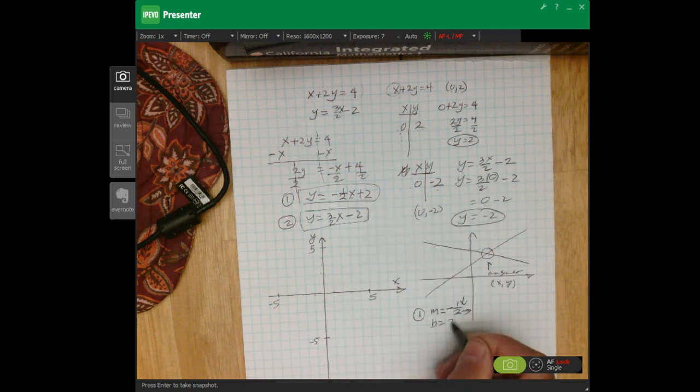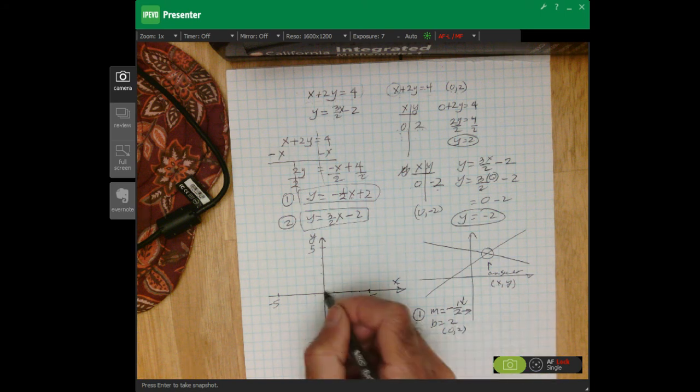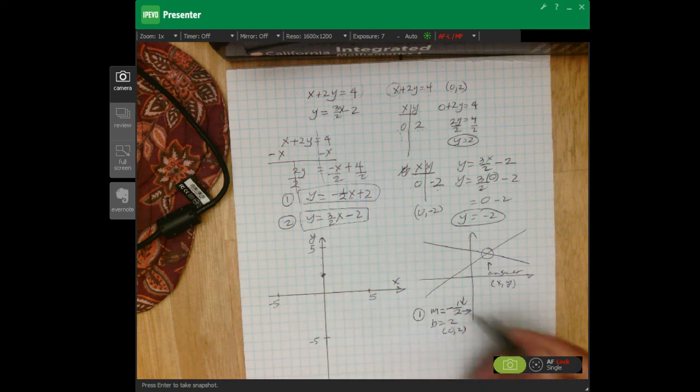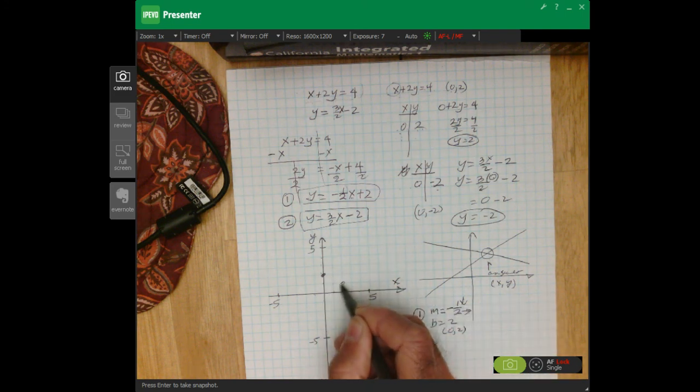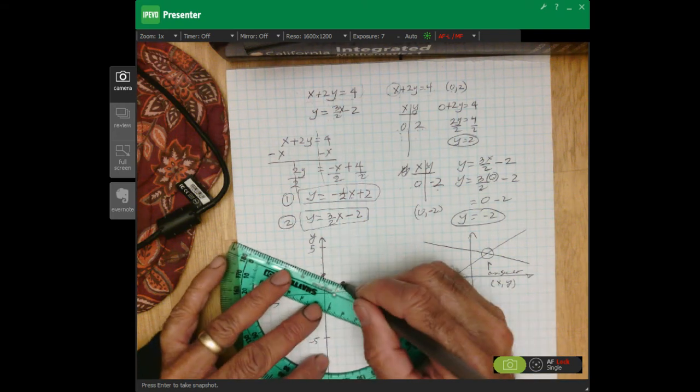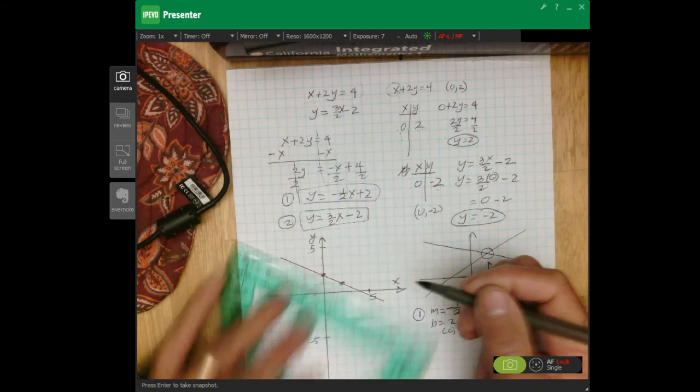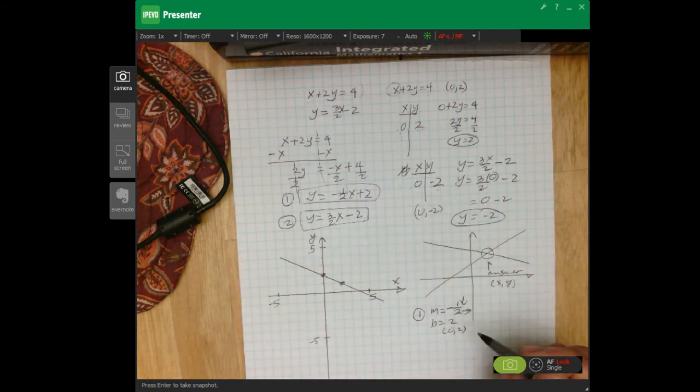Y-intercept is 2. Remember, that's going to be 0, 2. So I can graph that first line, and it'll look like this. We'll go up 2, make a point. Then from that point, we're going to go down 1 over 2, and make your line, just like that.